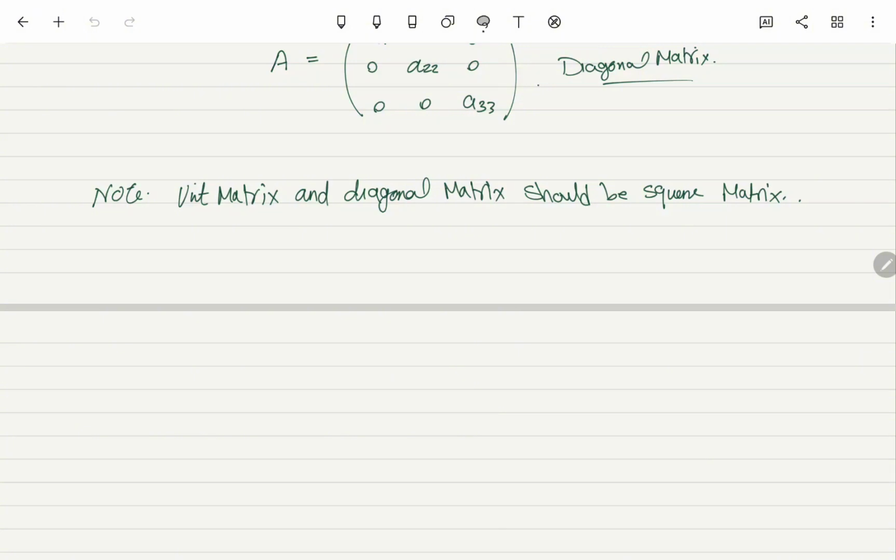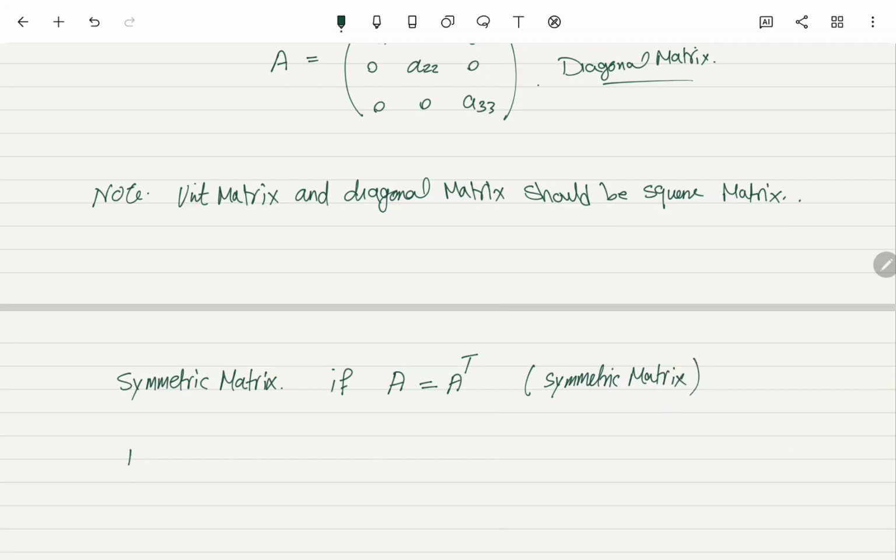One last property of matrices is the symmetric matrix. If the matrix is not changed under the transpose procedure, then the matrix is said to be a symmetric matrix. In simple words, if A equals A transpose, in this case it's called a symmetric matrix.